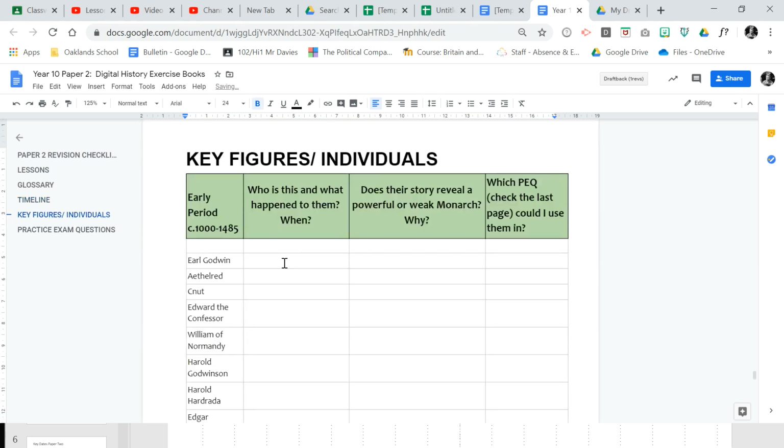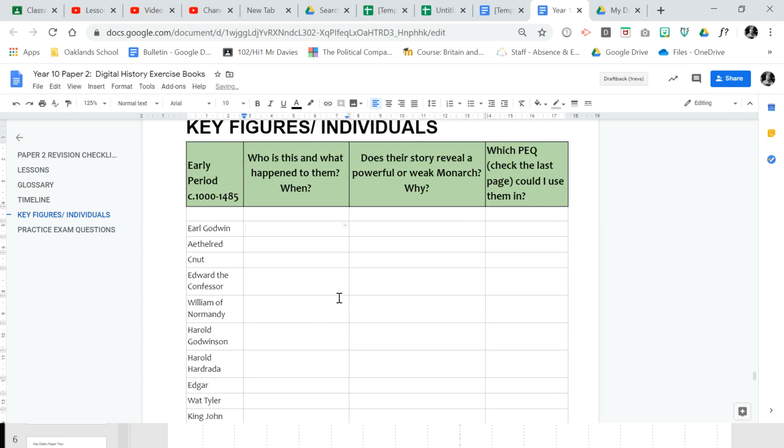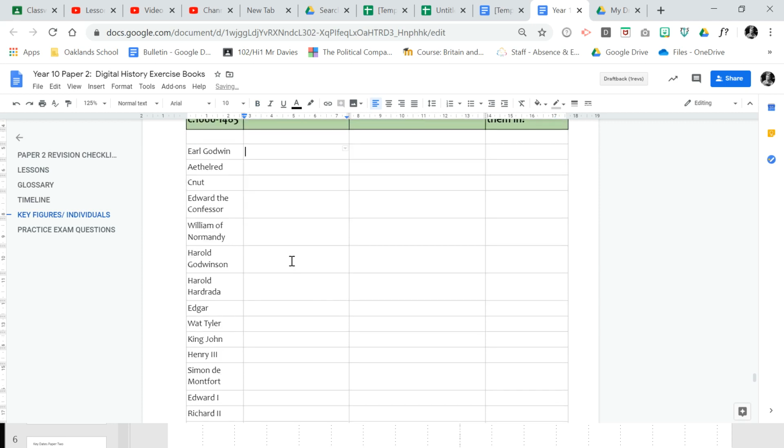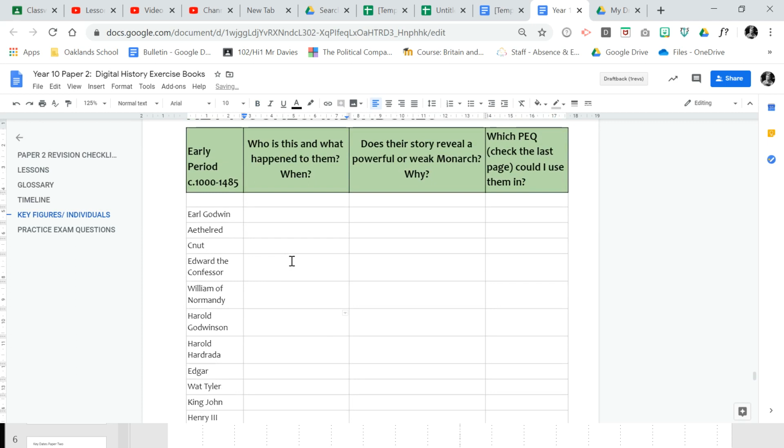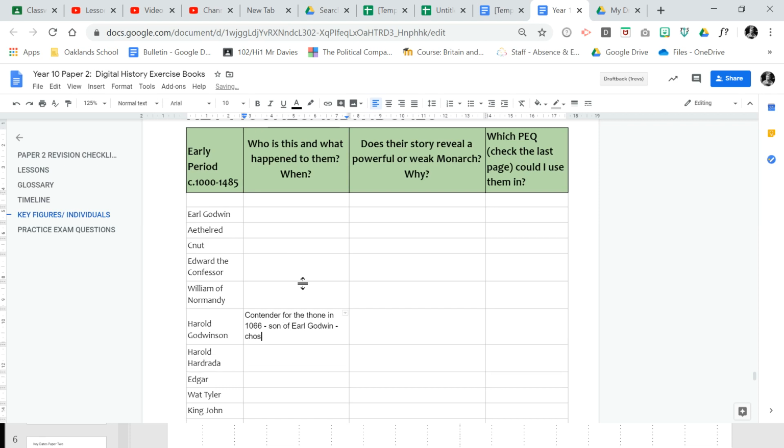There's a key figures and individuals task, which again, you need to remind yourself of some of these key figures. I'm going to go for Harold Godwinson. Who was he? He was a contender for the throne in 1066. Son of Earl Godwin and chosen by the Witan. Does this reveal a powerful or weak monarch? Well, he was king for a matter of days, so a weak monarch.